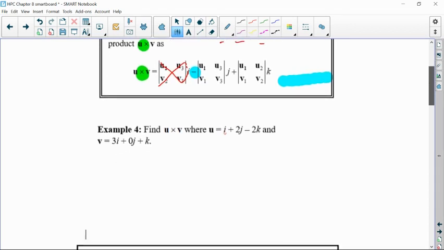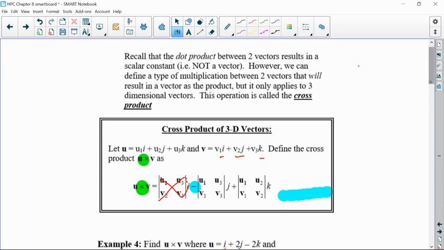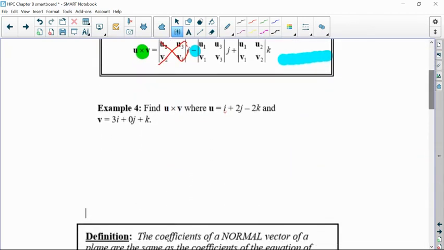So it says find the cross product U cross V. So I'm looking for a cross product. So I know it's going to be a vector between these 2 3-dimensional vectors. So what I'm going to do is line them up in a 2 by 3 matrix. And it doesn't matter which one you put in the first row. So I'm going to put the coefficients here, 1, 2, -2. And then I'm going to put the coefficients 3, 0, 1.